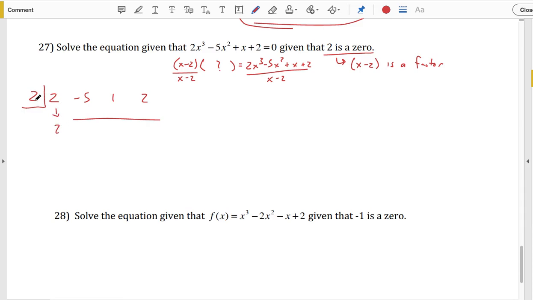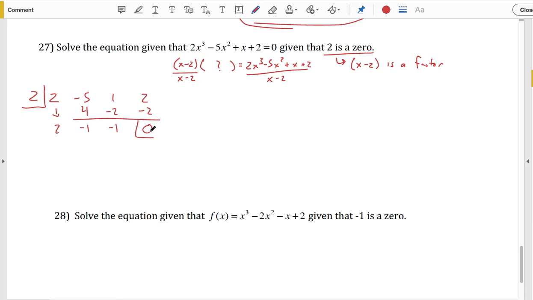Bring down my 2. 2 times 2 is 4. Bring that, so negative 5 plus 4 is negative 1. 2 times negative 1 is negative 2. And this together we get negative 1. 2 times negative 1 is negative 2. Now, haven't gotten 0 yet for any of the ones on this review.